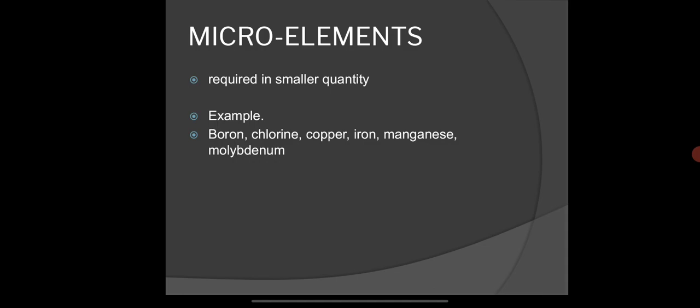Next, micro elements. These elements are required in smaller quantity, that is they are needed inside the plant in smaller quantity. They are called micro elements. Examples: boron, chlorine, copper, iron, manganese, and molybdenum, etc.